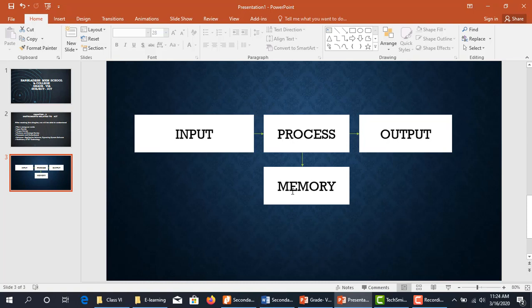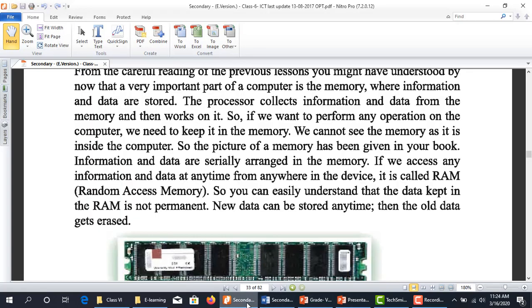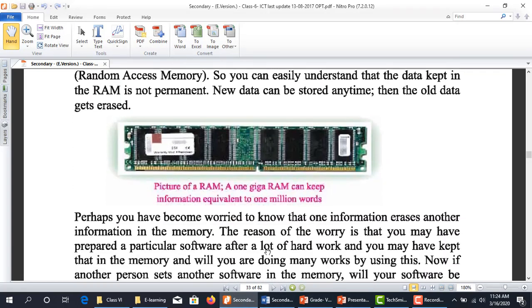There are different kinds of memories. There are two memories. The first one, if I go into the book, is RAM. RAM means random access memory. If you see the motherboard, I have already shown you some videos in the lab class, what RAM is and what the motherboard is, and hopefully you have understood all of that. On the motherboard, there is a slot for the RAM.